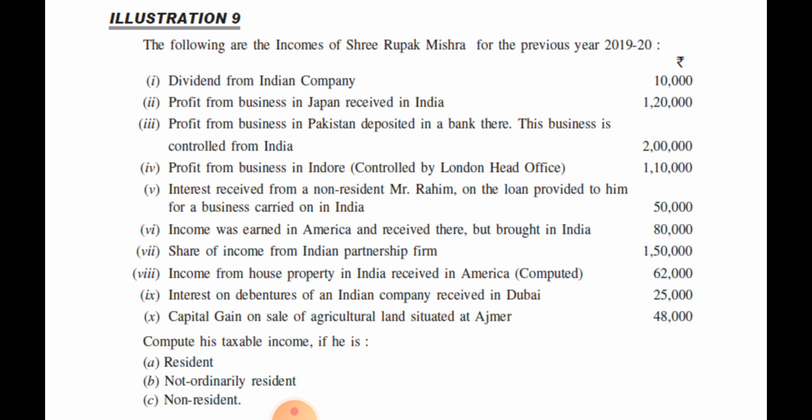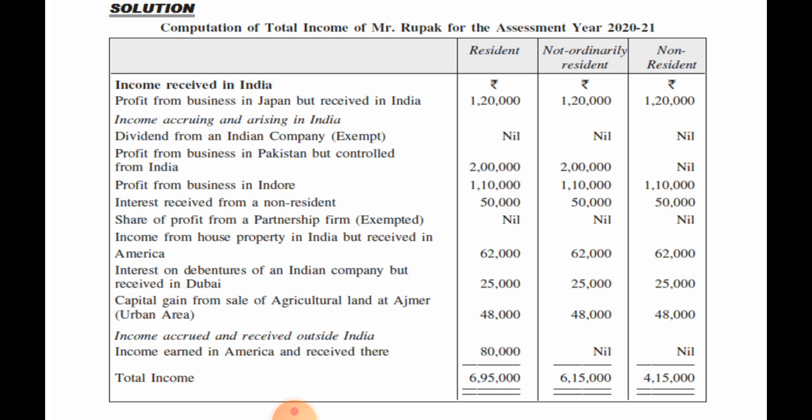And what have we decided in case of Indian income? Indian income will be taxable for all types of assessees. It means it will be taxable for resident, not ordinarily resident, as well as non-resident. We can also find this in the solution, where we have written income received in India: profit from business in Japan received in India, 1,20,000, 1,20,000, 1,20,000.